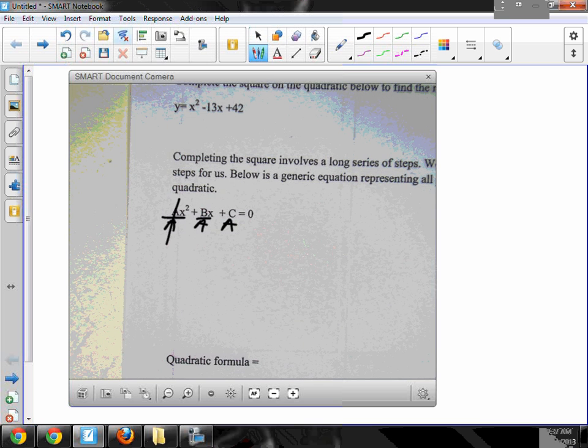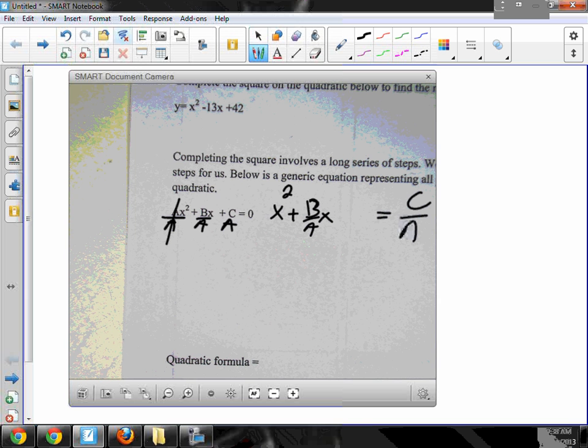That cancels. So I have x squared plus b over ax plus c over a. Now I move the c over a to the other side. So x squared plus b over ax, leave a space, equals c over a.